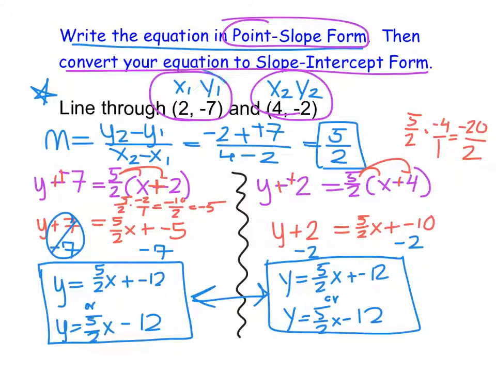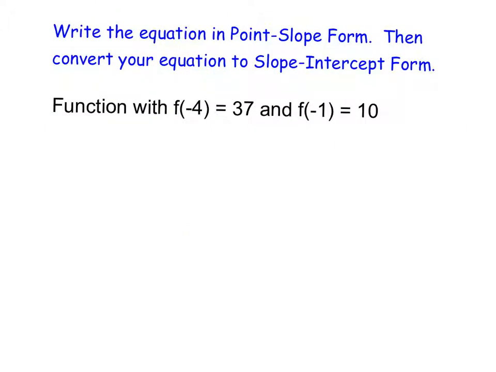So again, it doesn't matter which point we pick as long as we distribute and rewrite the equation for y alone correctly. So here again, we have the exact same instructions, but we have a different representation, so we can see that we have function form here. And our goal here is to, again, write this into point slope form and then convert that equation into slope-intercept form.